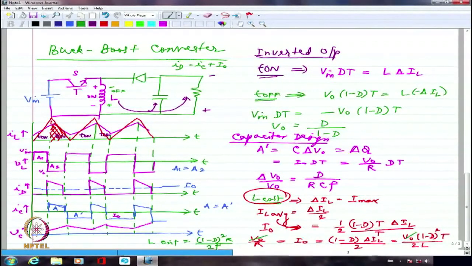See, for this particular converter, because the input and output are completely isolated, the average I in and average I naught calculation becomes a little tricky as compared to what you get in the other converters. In other converters, at least you get I in as the inductor average current or I out as the average inductor current, but that doesn't happen in this particular case.